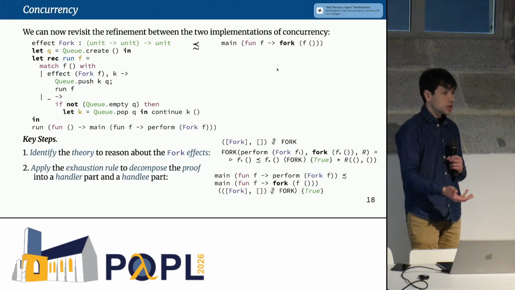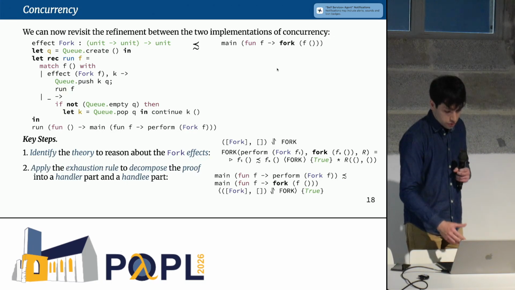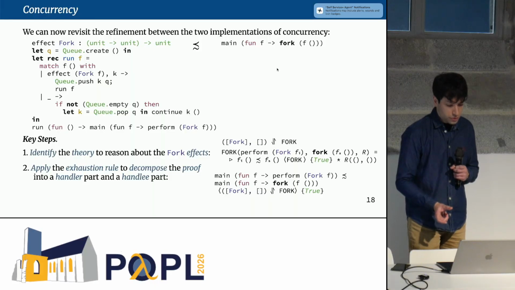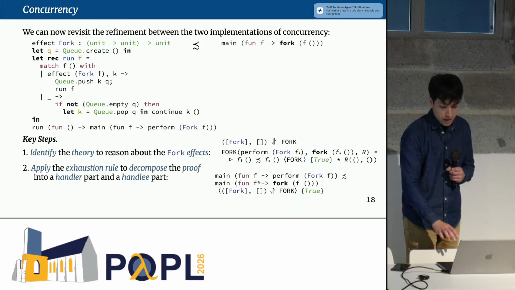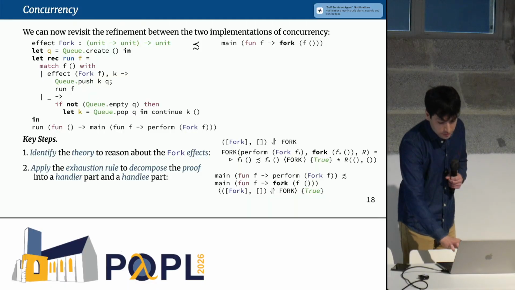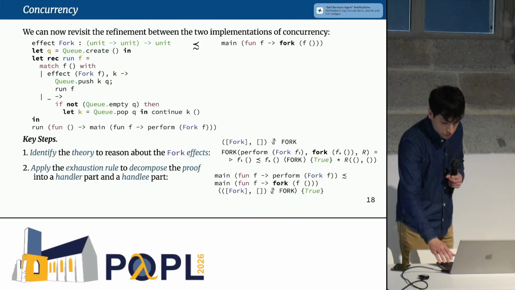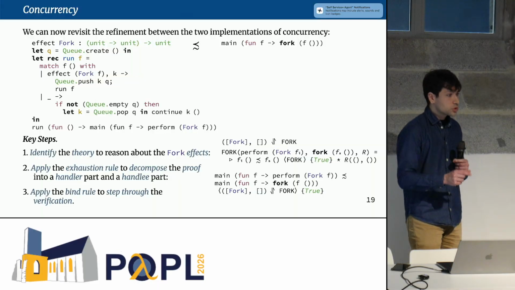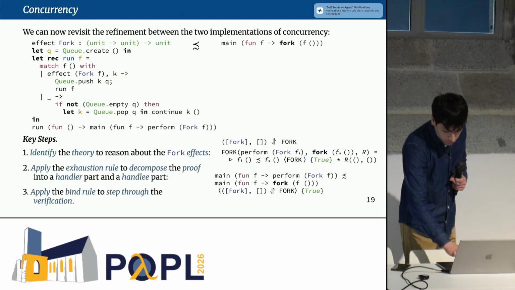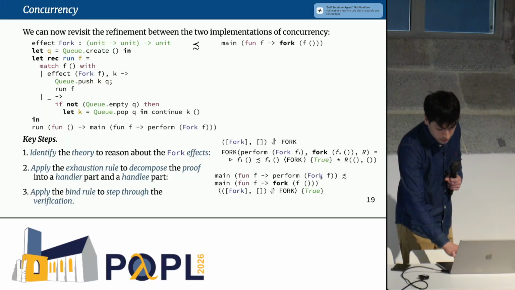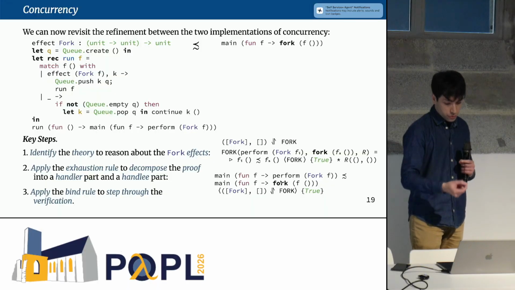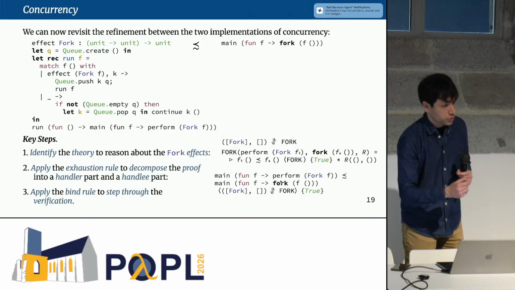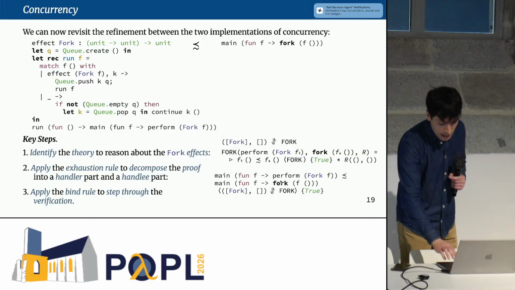The second step is going to be to apply the exhaustion rule to decompose the proof between a proof of the handler and a proof of the handler. What the handler part will look like is this refinement. In this refinement, we're going to use the bind rule to focus on the perform fork effect and on the fork instructions, and then rely on the theory to finish the proof on these specific atoms.